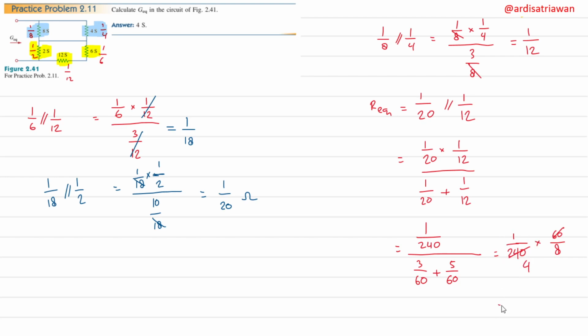And then the resistance will be 1/30 ohm resistance, or the conductance G equivalent will be 1/R equivalent. So that G equivalent will be 30 Siemens.